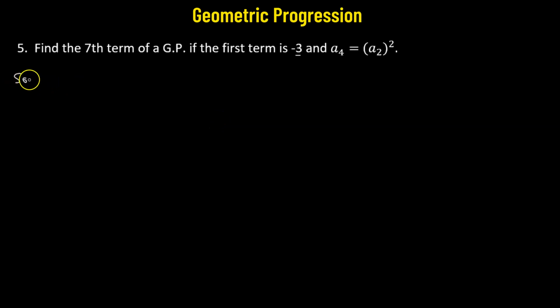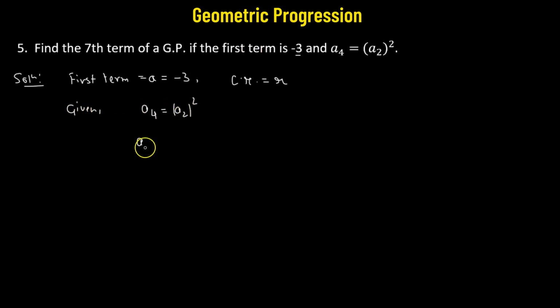So let's begin. So here we are already provided with the value of a first term. So our first term, if we represent it by the letter a, is going to be equal to -3. Then we don't have the common ratio defined. So let's say the common ratio is denoted by the letter r in lowercase.